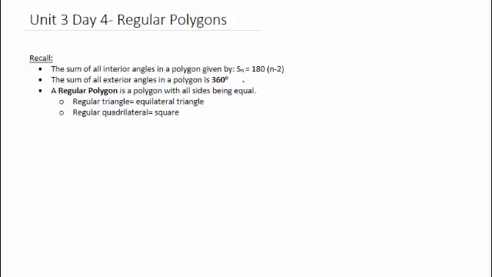We also found from last day's lesson that the sum of all the exterior angles in a polygon is always going to be 360, no matter how many sides the polygon has. Today we'll be looking at the term regular polygon, and this is just referring to a polygon where all sides are equal. For example, a regular triangle is what we would call an equilateral triangle because all sides in an equilateral triangle are equal. Also, a regular quadrilateral is just a square because again, all sides on a square are equal.